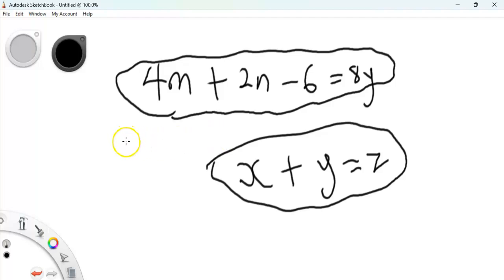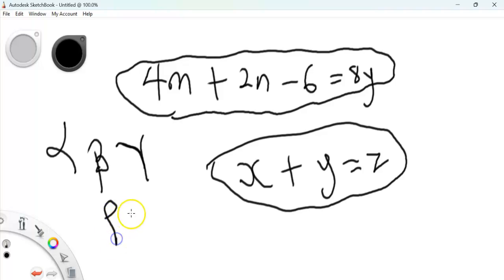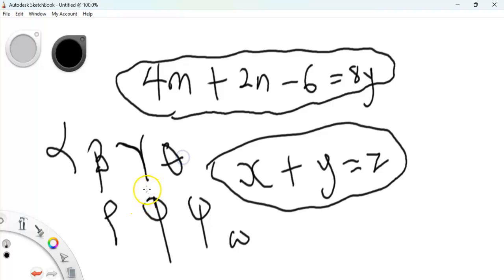Do you understand? There are certain times that you may not really see English alphabet. You might see things like the Greek alphabet. The Greek alphabet includes things like alpha, beta, gamma. This is gamma, not y. Then phi, rho, psi. This is psi, this is phi, and so on and so forth. This is omega. So many of them. This is theta.